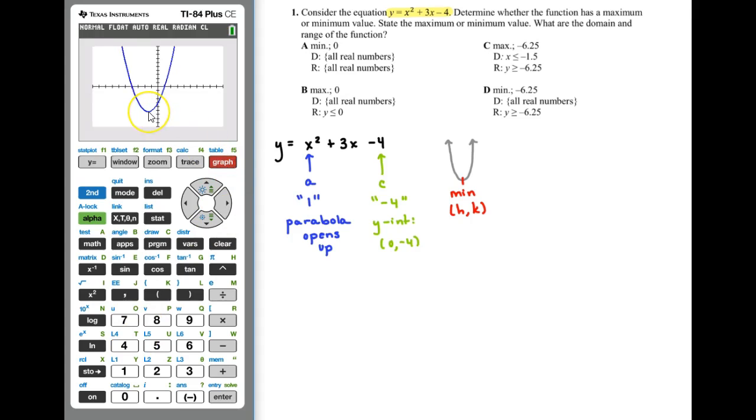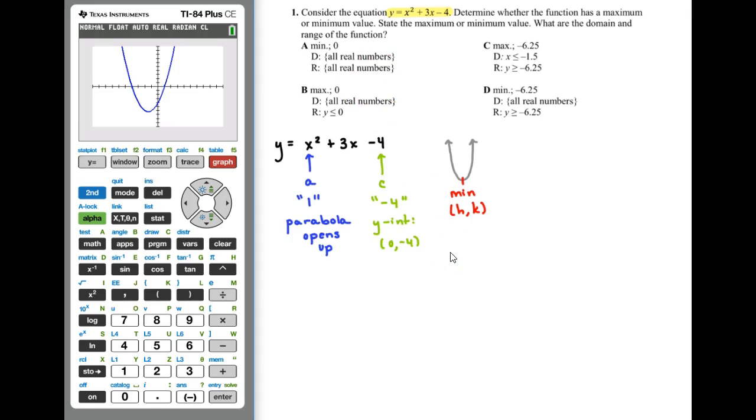When we graph it, we can see it does in fact match what we had expected. We do have a parabola opening up, and our vertex is located in quadrant 3. This tells us right away that both our x and our y coordinates of our vertex are going to be negative values. We can see very clearly that the lowest portion of this particular parabola is located at a negative y value.